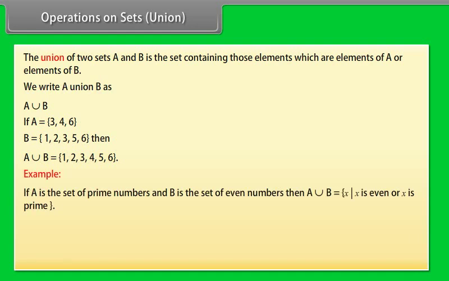Example. If A is the set of prime numbers and B is the set of even numbers, then A union B is equal to {x such that x is even or x is prime}. If A is equal to {x such that x > 5} and B is equal to {x such that x < 3}, then A union B is equal to {x such that x < 3 or x > 5}.